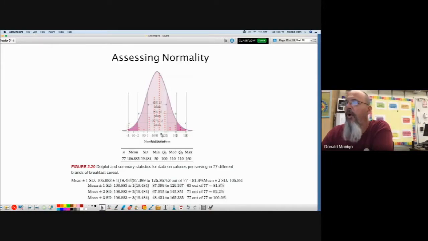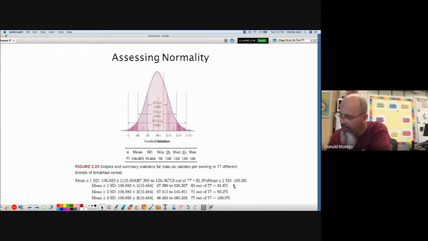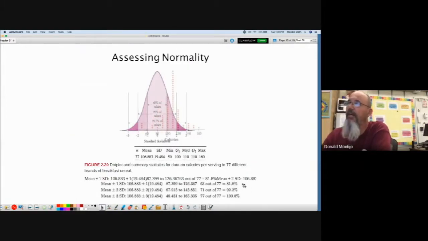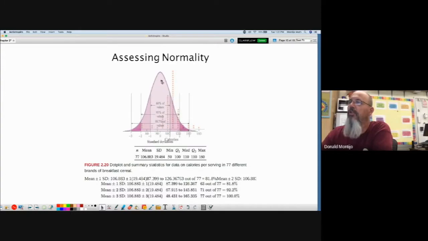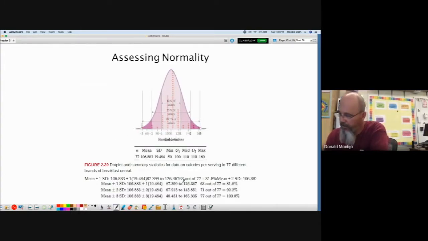So how many dots fall in this range? Well, I don't want to count them all, but we did it earlier. It's 63. So 63 out of a total of 77, that's 81%. Is that approximately 68% of the data? No way. 80% is not close to 68%. This should be approximately 68%, but it's not.